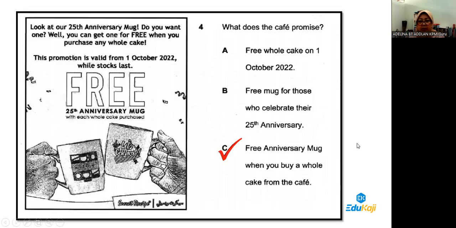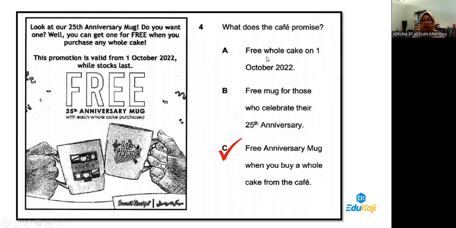Okay, now let's look at number 4. For question number 4, this is also an advertisement of what the cafe is doing. So they are actually celebrating their 25th anniversary and they're actually giving free marks to the customers. Alright, read again. So look at the question, what does the cafe promise? The keyword here is promise. What are they promising? So therefore, if you were to buy a whole cake, you'll be getting a free 25th anniversary mark. See the name here and so forth.